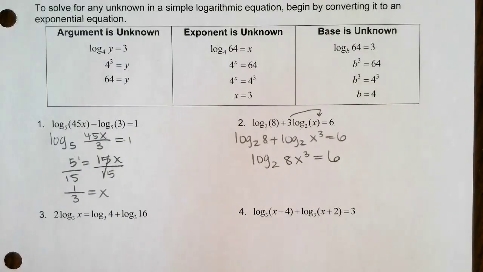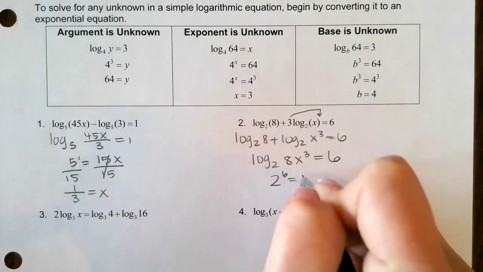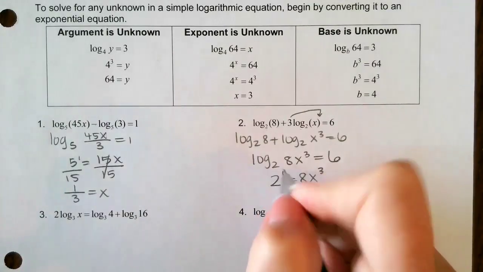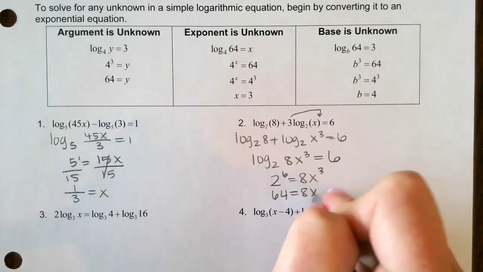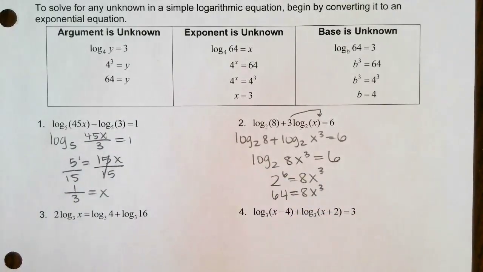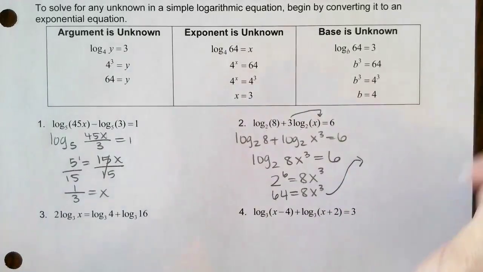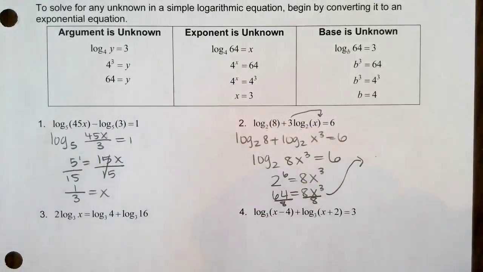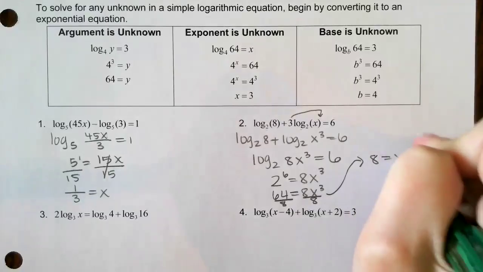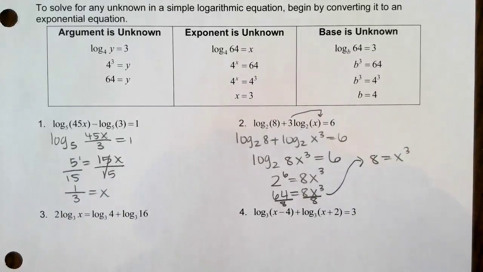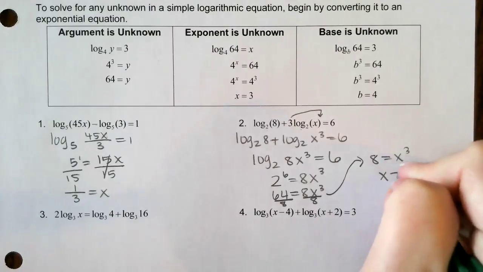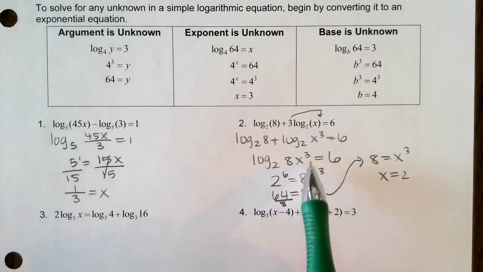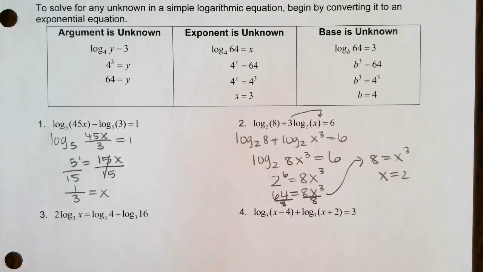Now we're ready to convert it to an exponential. So I get 2 to the 6th power is equal to 8 times x cubed. 2 to the 6th power is 64, so I'm going to go ahead and simplify that. We can divide by 8 now, and I ran out of space, so I'm going to come over here. 64 divided by 8. Let me write that down so you can see that step I'm taking there. That's going to give us 8 is equal to x cubed. And so we take the cube root of both sides, and so x is 2. So we used our properties to get it to a single log, and then we convert it to an exponential.